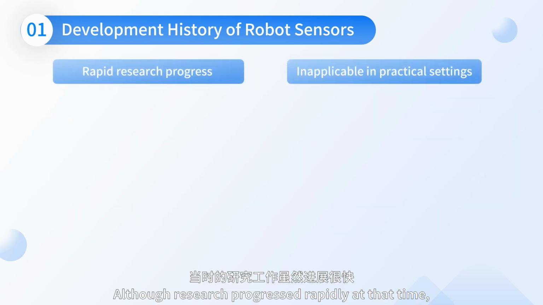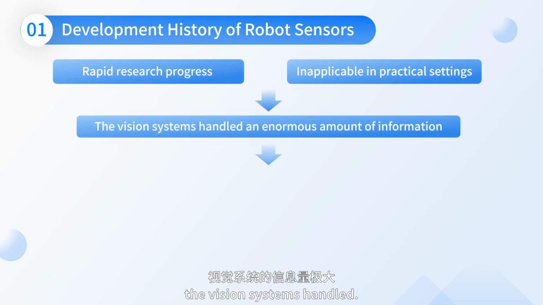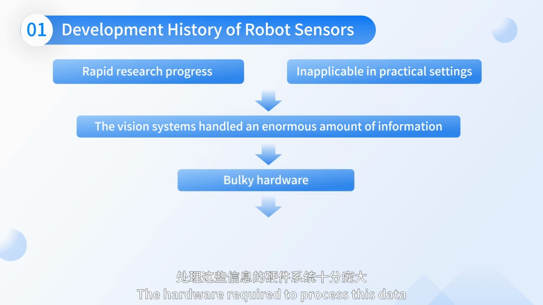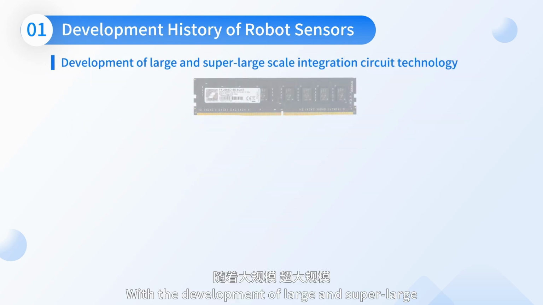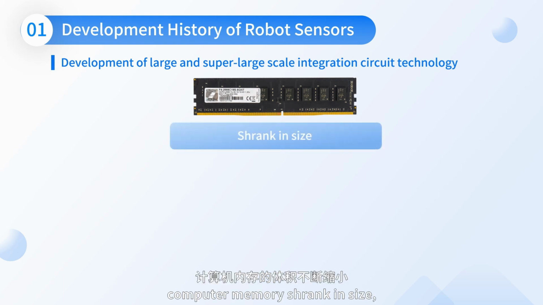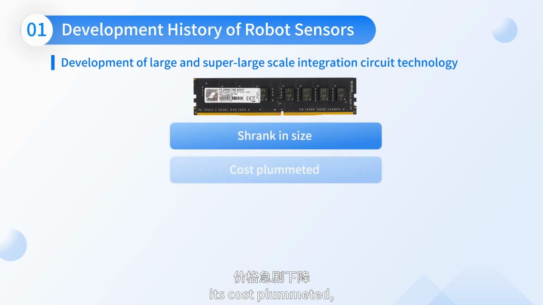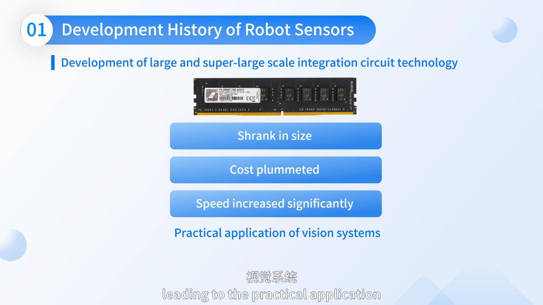Although research progressed rapidly at that time, it wasn't applicable in practical settings due to the enormous amount of information the vision systems handled. The hardware required to process this data was bulky and slow. With the development of large and super large-scale integration circuit technology, computer memory shrank in size, its cost plummeted, and its speed increased significantly, leading to the practical application of vision systems.